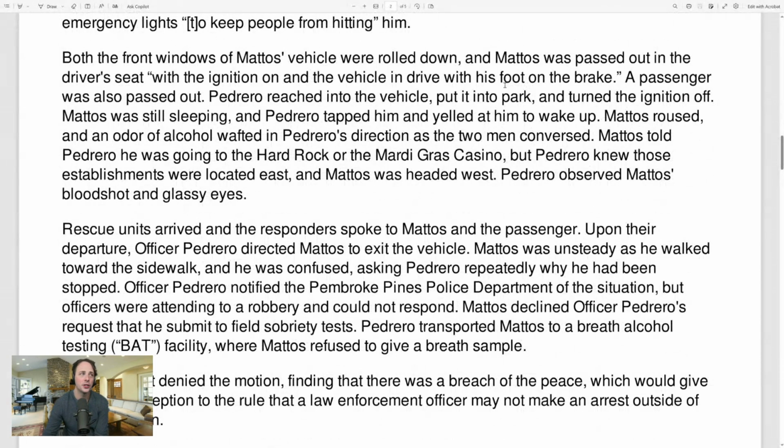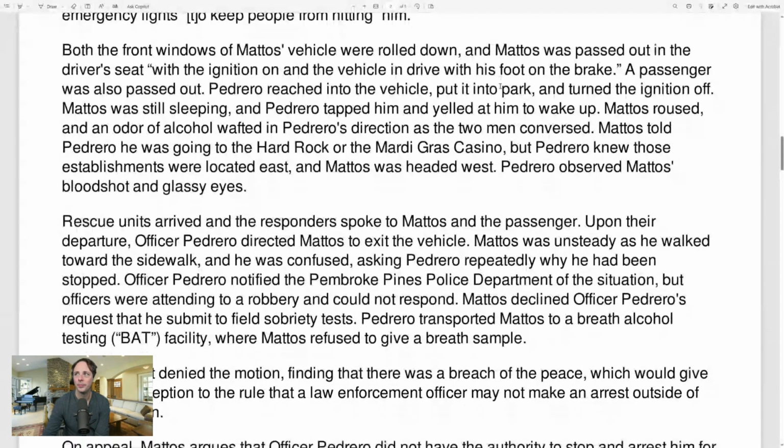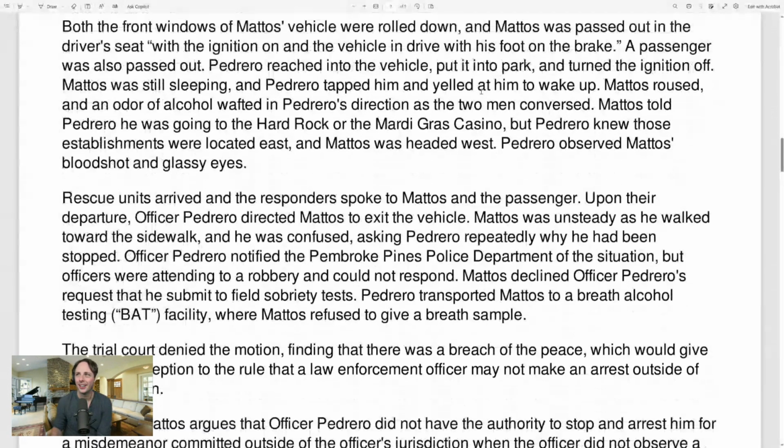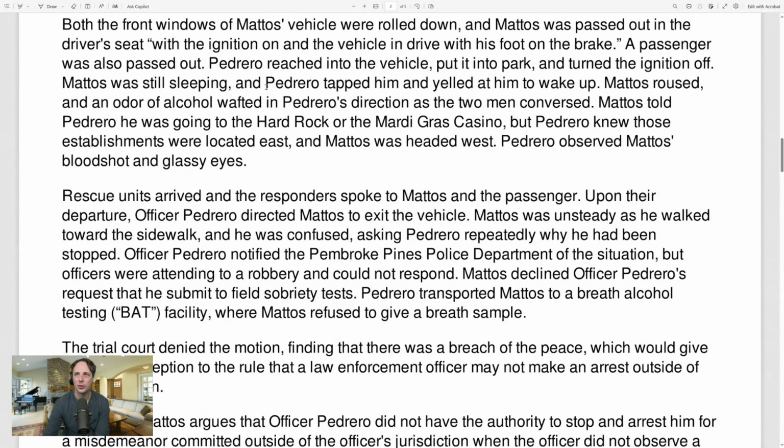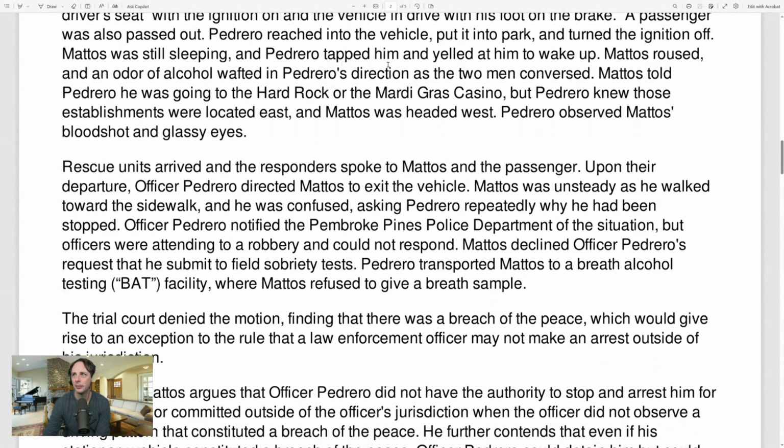All right, so very interesting. He's passed out in his car, and it's stalled, but it's in the middle of the road. So it's going to really key into what is valid for this arrest or not. A passenger was also passed out. Pedrero reached the vehicle, put it in park, and turned the ignition off. Matos was still sleeping, and Pedrero tapped him and yelled at him to wake up.